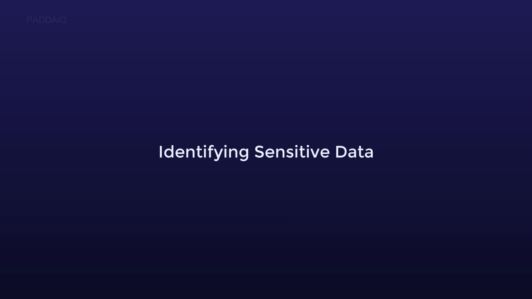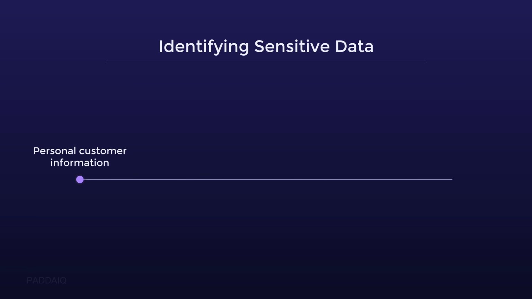Identifying sensitive data within your enterprise systems. Personal customer information. This is private data that identifies individuals, such as names or contact details. For example, this includes a customer's email address and phone number stored in your sales system. Protecting this data is a fundamental responsibility for ensuring customer trust and legal compliance.